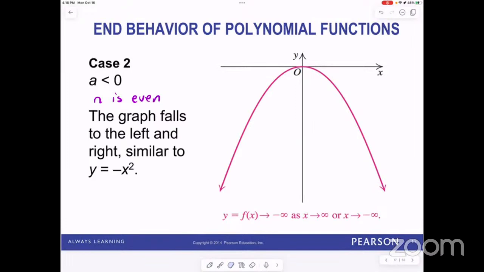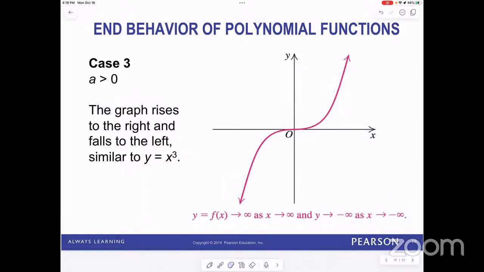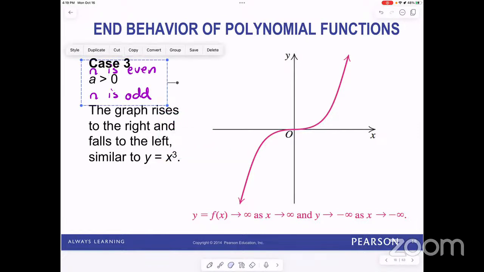So now we're back to a positive leading coefficient. So a positive leading coefficient means what? The graph goes up to the right. N is odd means the other side does the opposite. So odd means opposite. So if we go up to the right, that means we're going to go down to the left, right? So a positive leading coefficient, up to the right, our n is odd, n is odd means the other side does the opposite, which is down to the left.